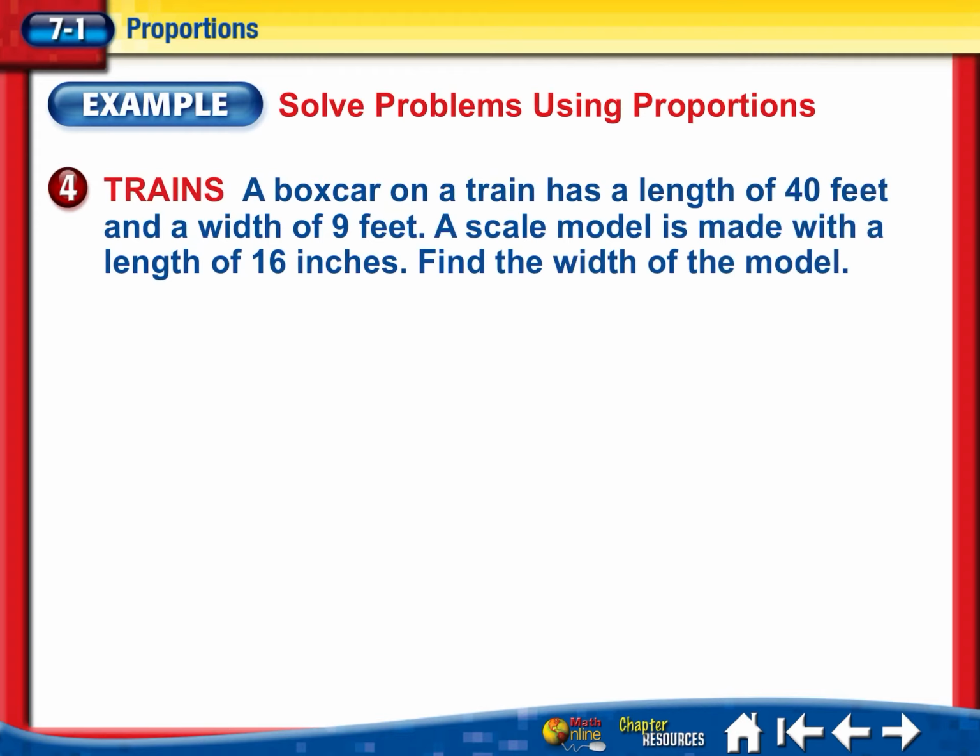So the biggest thing on setting up a proportion is consistency. There's 4 different ways to set up every proportion. You just have to be consistent. So they are talking about length and width. So I'm going to go ahead and put length up top in the numerator, width in the denominator.